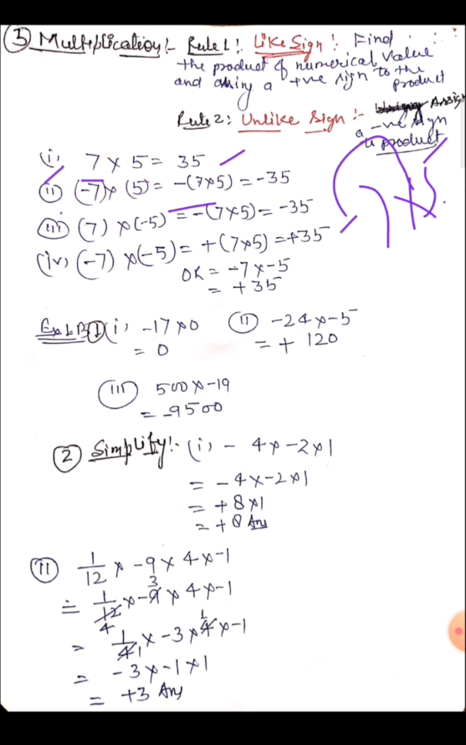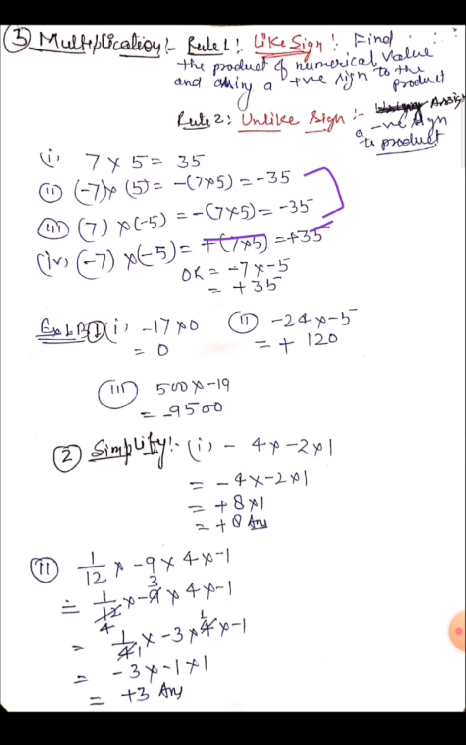So plus 5 here, a plus and a minus, minus 7 5s are 35, then the answer will be minus 35. In the third case, the second number is a minus, so 7 multiplied by minus 5, 7 5s are 35, minus 35. These are the second and third cases.